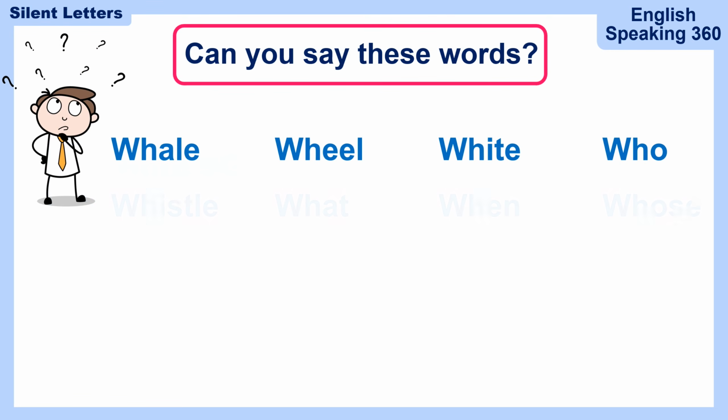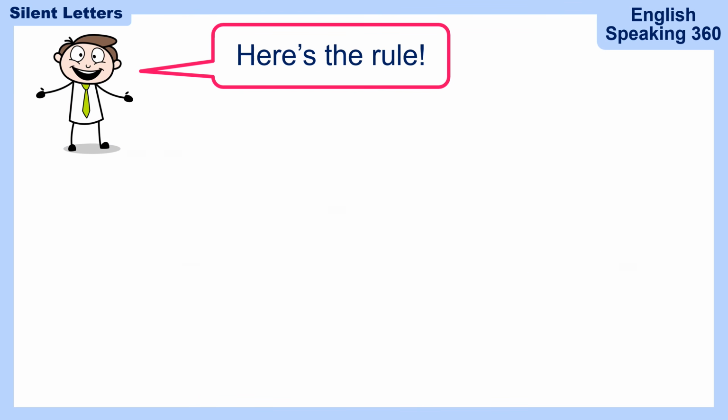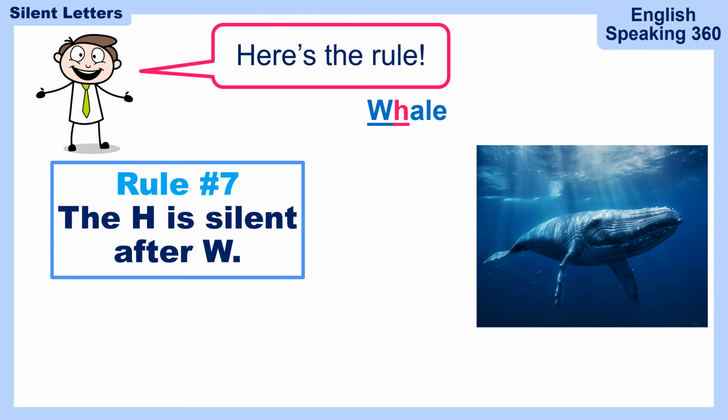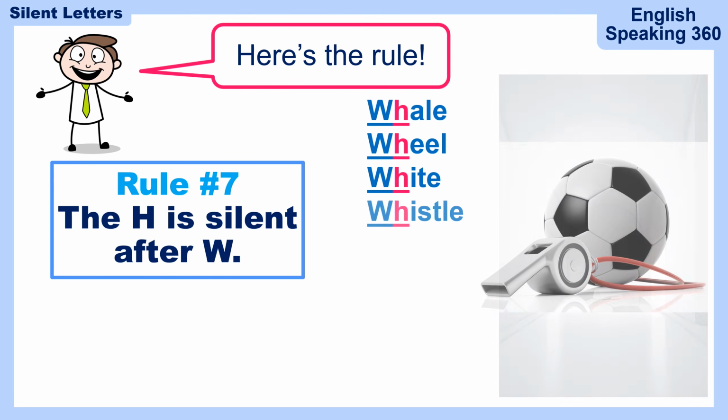Can you say these words? Which letter is silent? What's the rule? Here's the rule. Rule number 7. The H is silent after W. Whale. Okay, we do not say whale. We say whale. Wheel. White.